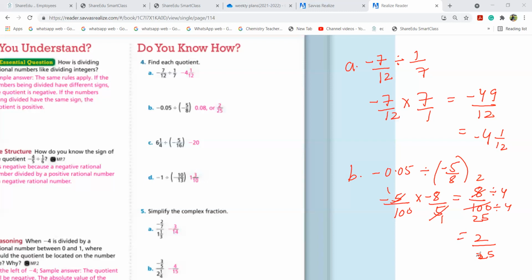Miss, I didn't understand B. You just change 0.05 to 5 over 100. Division becomes multiplication and you flip this. 5 in the numerator, 5 in the denominator. How did you get 100? See, you change it into a fraction. If I say 0.5, you write 5 over 10, because after the point there is one number, so you put 10. If it is 0.25, you put 25 over 100. That means after the point there are two numbers, so you put 2 zeros down there to remove the decimal, okay? Oh, okay.